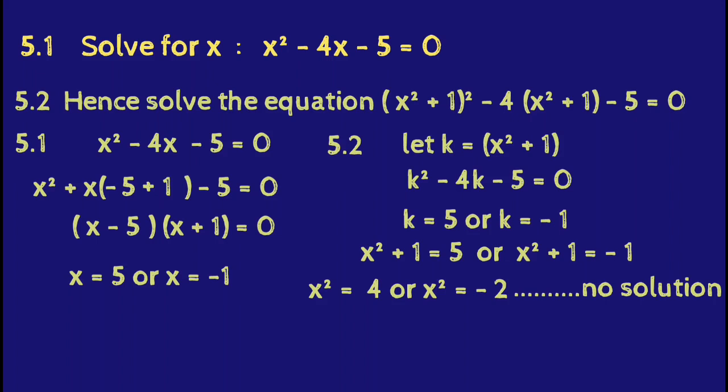We can now solve the x squared equals 4. What is the square root of 4? It's a positive 2 or negative 2. So x equals 2 or x equals minus 2.